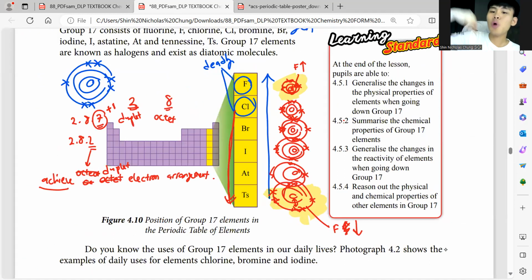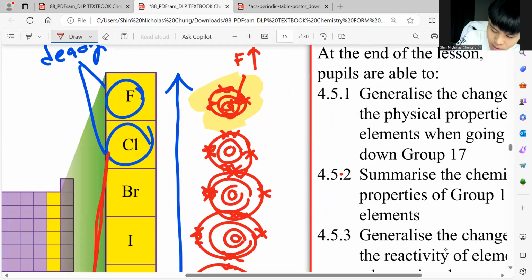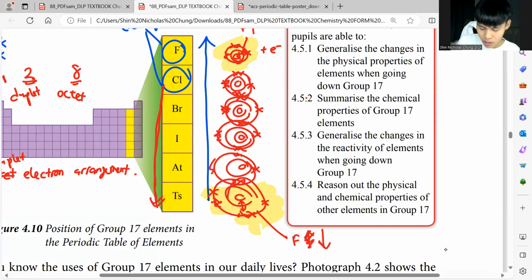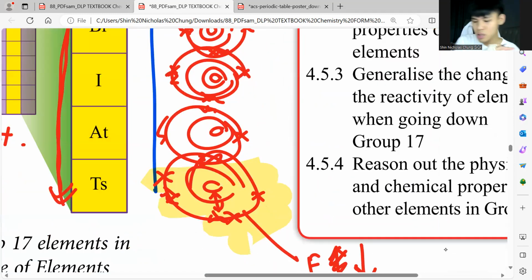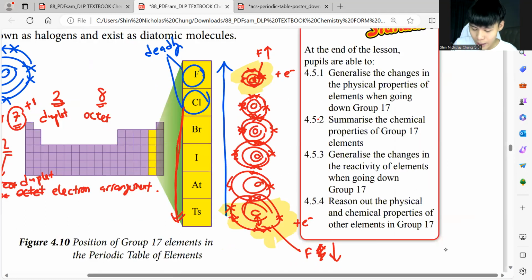So do you think a stronger force is easier to attract an electron, or a weaker force? Of course, a stronger force. So a stronger force means it's easier to receive one electron. However, because for the last one the distance between electron and nucleus is so far that the force is weak, it is harder for them to receive the electron, harder to gain one valence electron. Remember, their purpose here is to gain electron, to achieve octet electron arrangement.